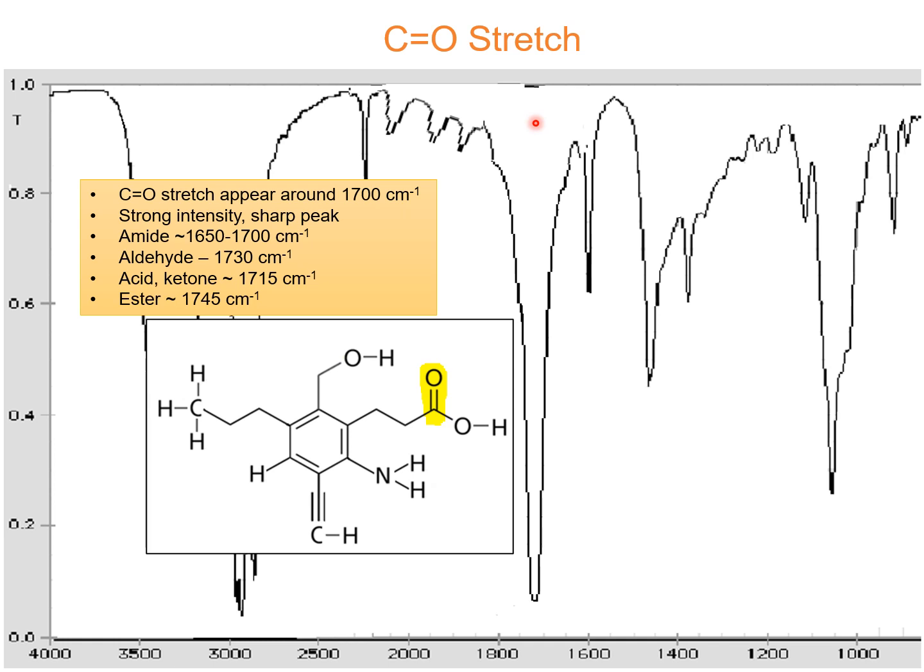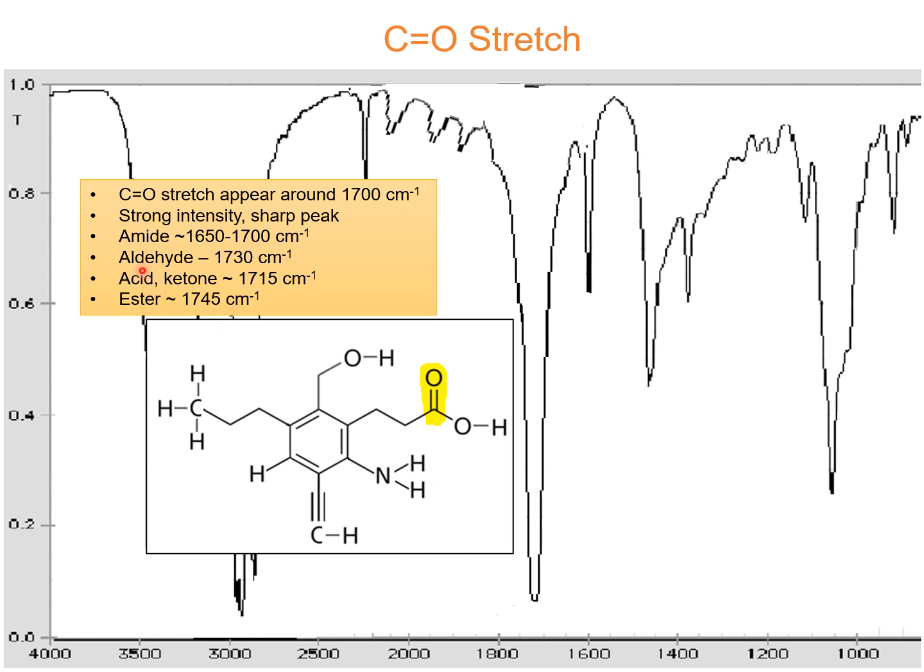Now there are several kinds of carbonyl groups which you know. There are amides, CONH2. In case of amides, it comes before 1700. It may start at 1650, 60, 70, 80 or 1690 also, but it will surely be before 1700. In case of acids and ketones, it comes roughly at 1715, but in case of aldehyde 1730, and in case of ester it goes a bit higher, around 1745.